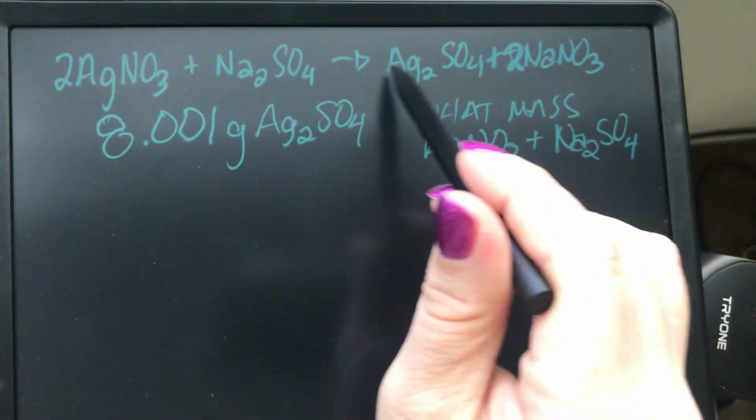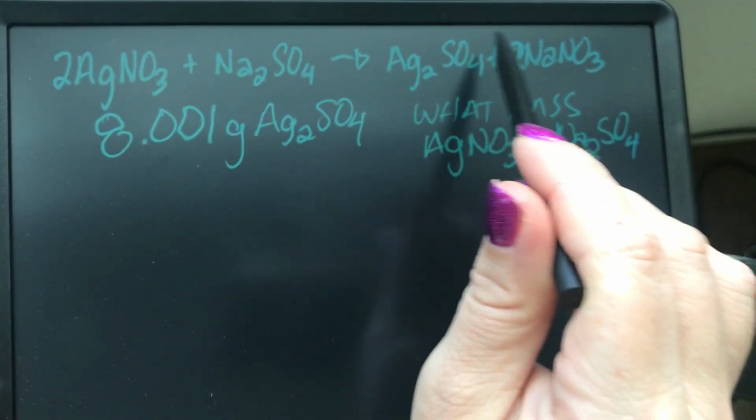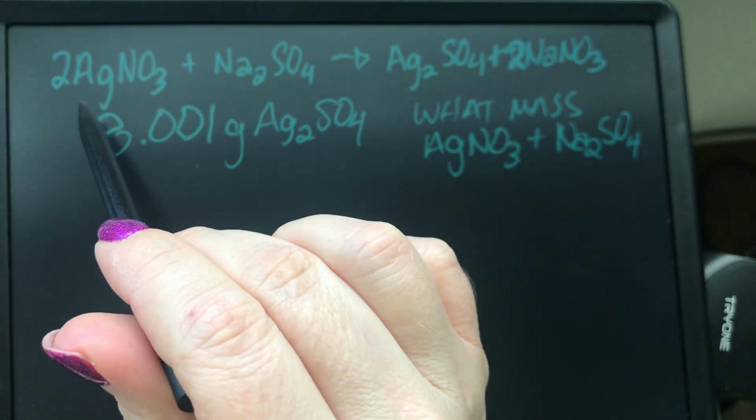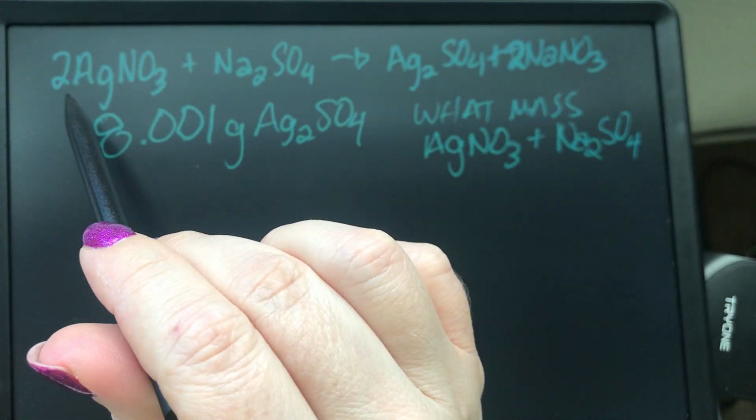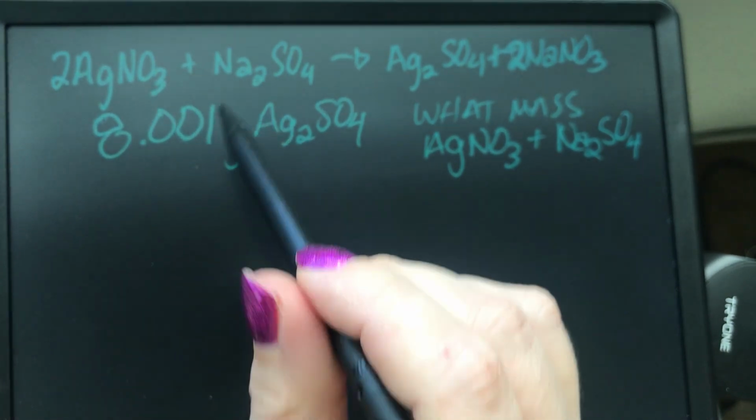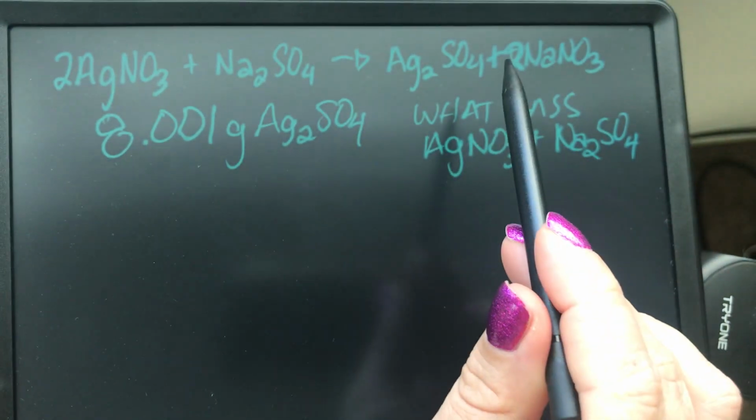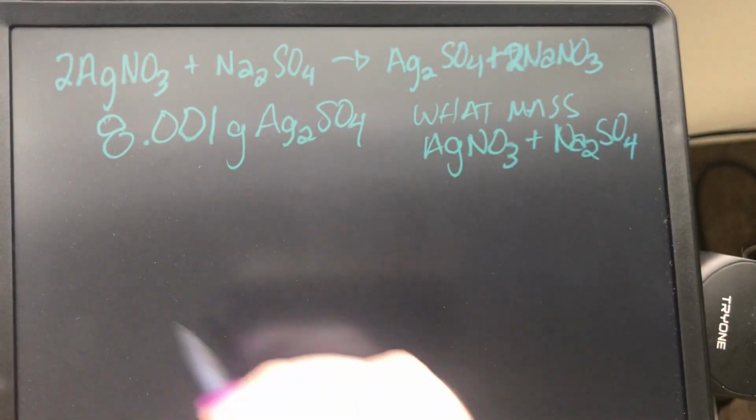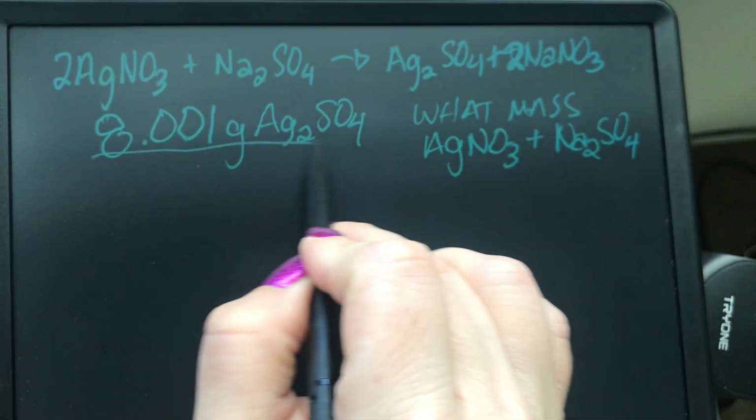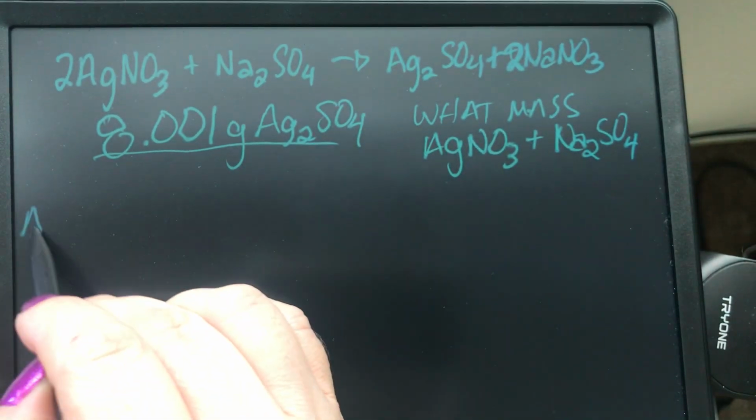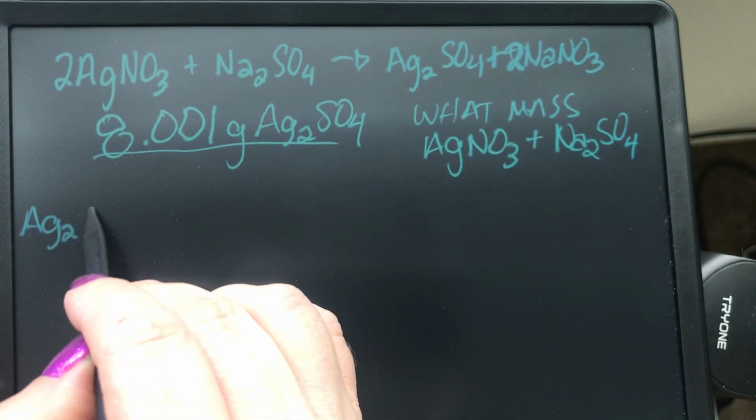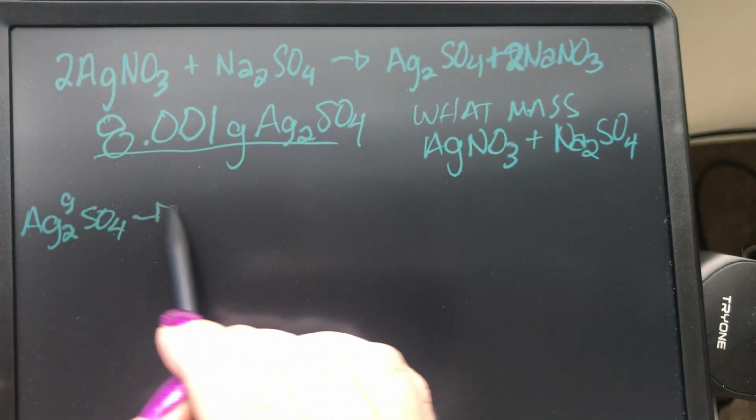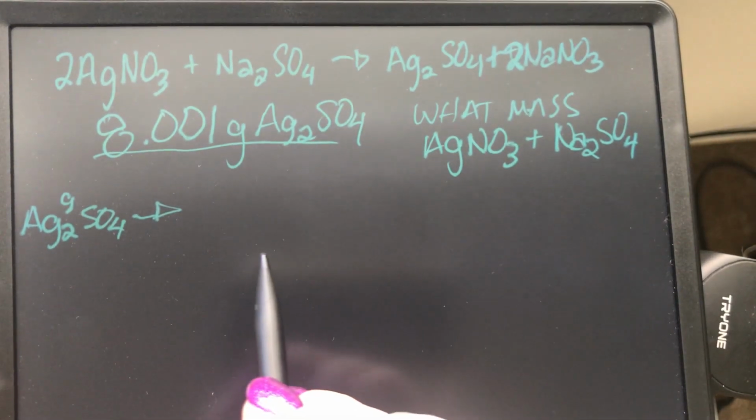So this is starting with a product mass and asking us for the mass of the reactants, right? So all we're doing is going backwards from what we normally do, going from reactants to products, okay? So if we have the mass of this guy, right? What should our first step be?